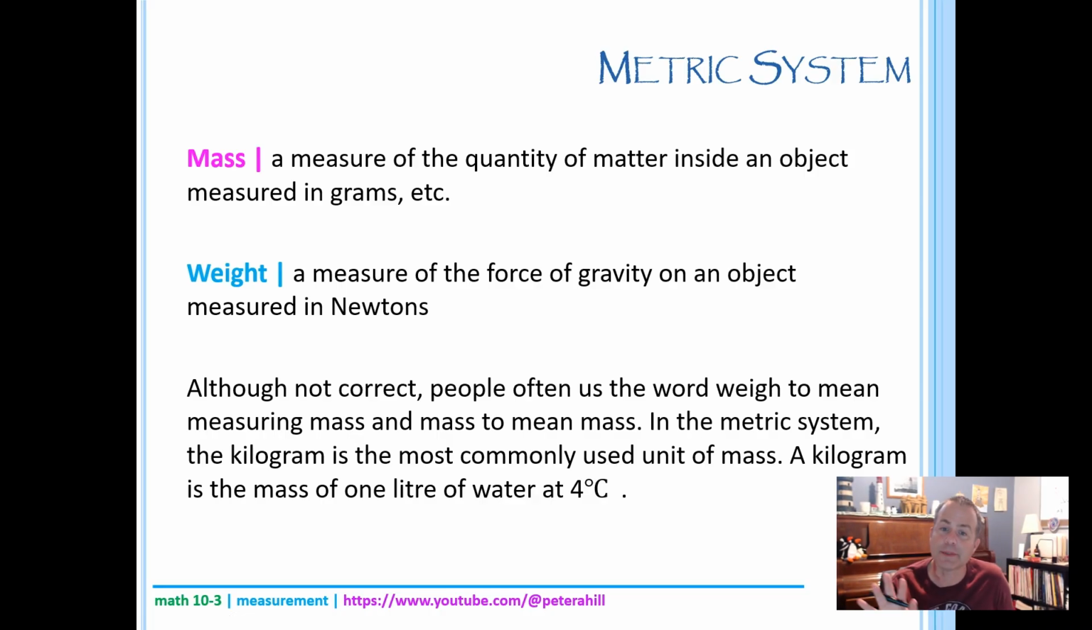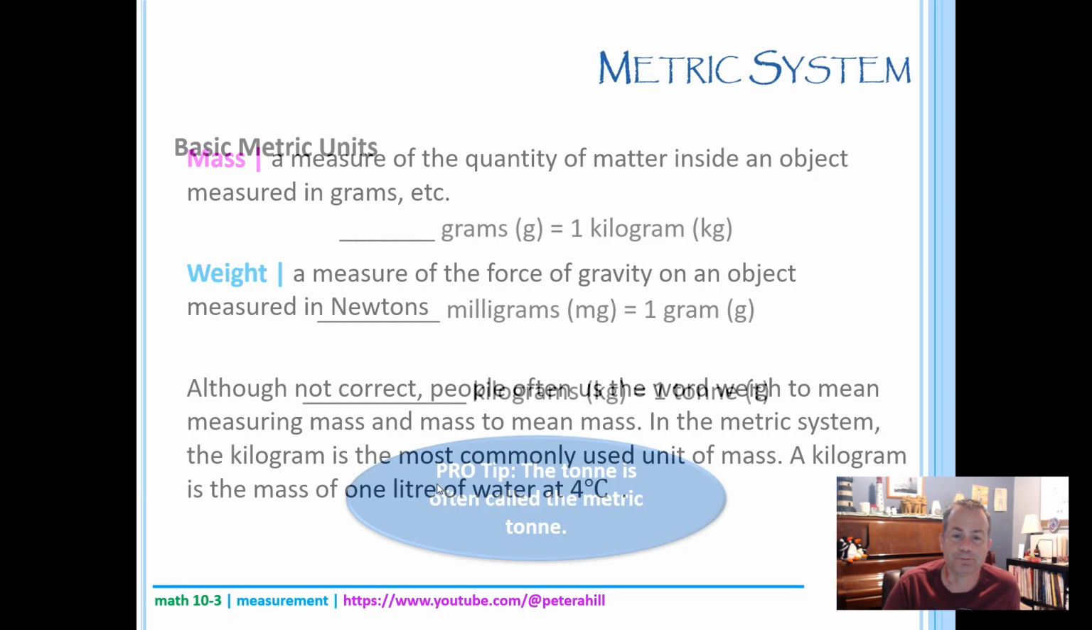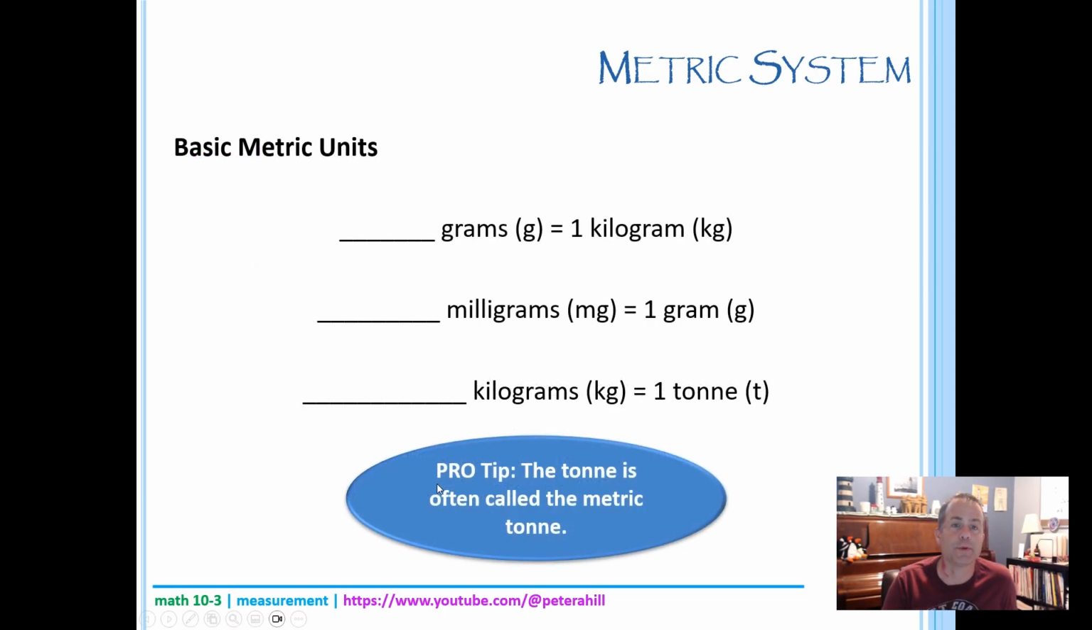In the metric system, the kilogram is the most commonly used unit of mass. A kilogram is the mass of 1 liter of water at 4 degrees Celsius, just in case you wanted the exact definition. All right, so we have basic metric units. We have 1,000 grams in a kilogram. We have 1,000 milligrams in 1 gram. And then 1,000 kilograms is actually 1 ton.